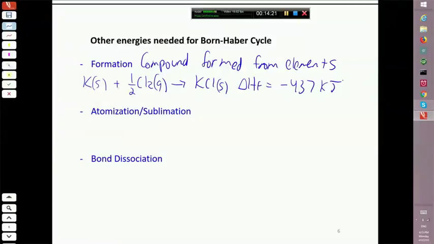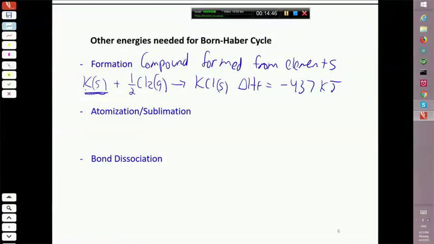And the reason we need this is because, as we'll see, we include the formation equation as part of our Born-Haber cycle. That involves the metal in its standard state, which for every metal except for mercury is a solid. So here we have solid phase metal, but we know that the ionization energy of the metal is defined for the metal in its gas phase. So before we can include the step that involves ionizing the metal, we have to take the metal from the solid to the gas phase.